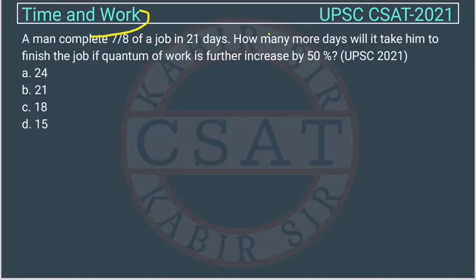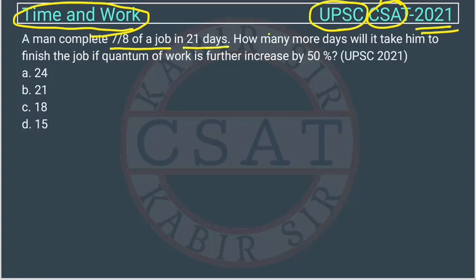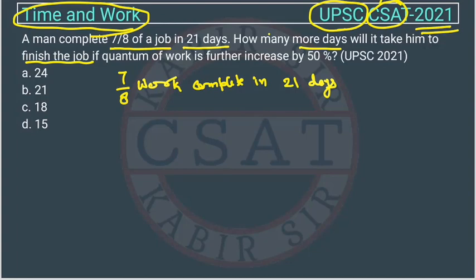So this is a question from time and work asked by UPSC in the CSAT paper of 2021. A man completes 7/8 of a job in 21 days. So what is given? Given that 7/8 of the work is completed in 21 days, right. How many more days will it take him to finish the job if the quantum of work is further increased by 50%? So there are two things the question is asking.